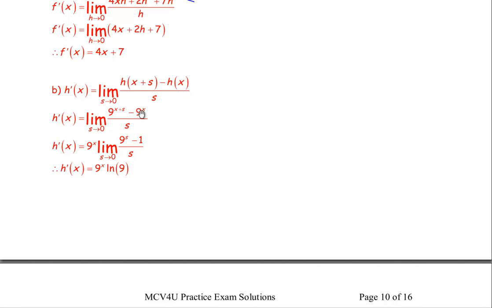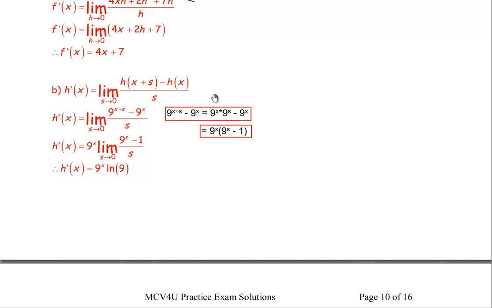And there's a common factor here. You can actually factor a 9 to the x out of both of these. And so the way you factor it out looks like this. So this is how the factoring goes. 9 to the x plus s, you can think of that as 9 to the x multiplied by 9 to the s. Remember, when you're multiplying two powers of the same base, you add the exponents. So x plus s would give you that x plus s right there.